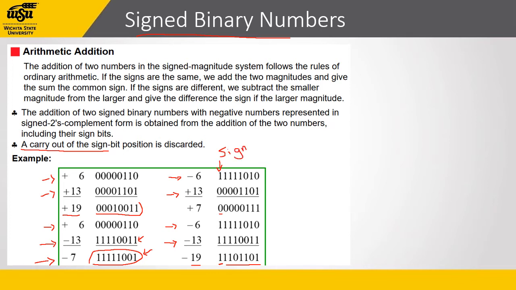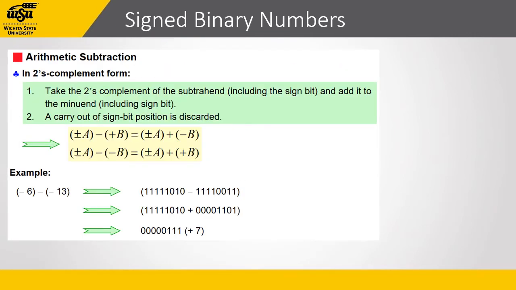So we mentioned that just because we're using the 2's complement, addition and subtraction of signed binary numbers can be done using only a single device. To do the arithmetic subtraction of signed binary numbers using the 2's complement form, first we take the 2's complement of the subtrahend, and we also include the sign bit, and then we change it to addition, and we add it to the minuend, and we also include the sign bit. If we have a carryout of the sign bit position, it should be discarded because we need our sign bit in the leftmost position.